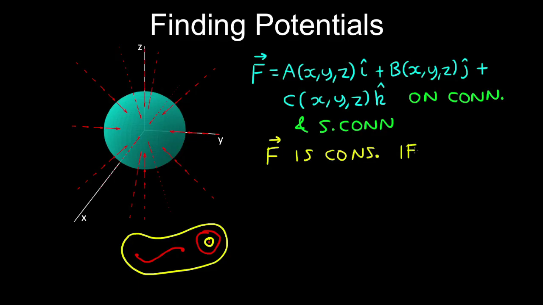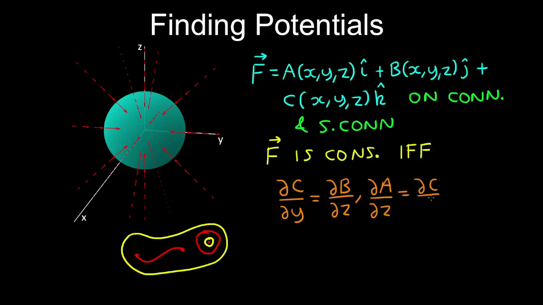if and only if the following relationships are satisfied. So the partial of the third component function c with respect to y must be equal to the partial of the component function b with respect to z, and also the partial of a with respect to z must be equal to the partial of c with respect to x, and the partial of b with respect to x must be equal to the partial of a with respect to y.